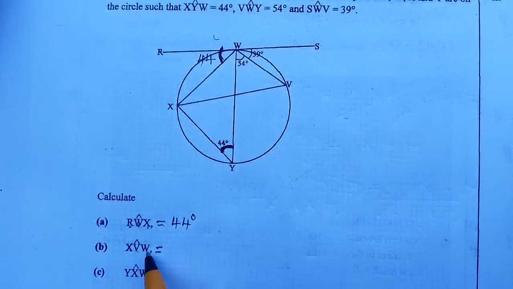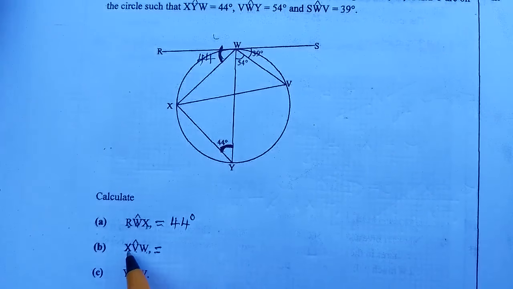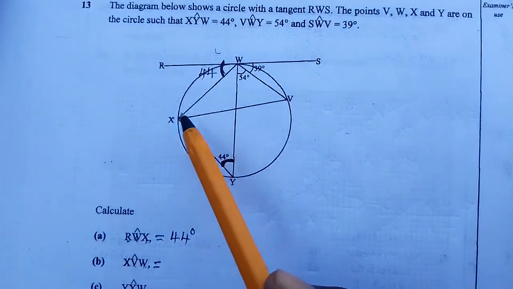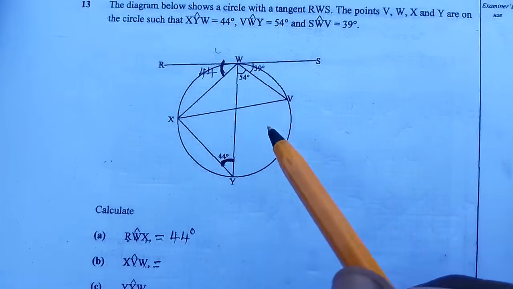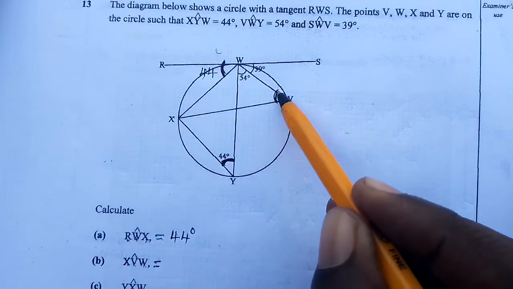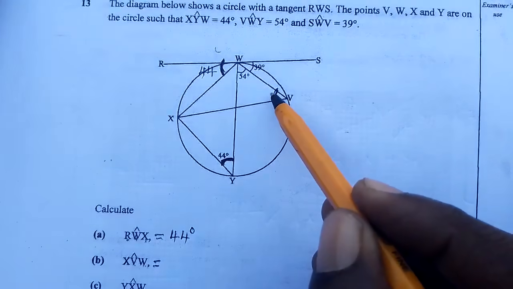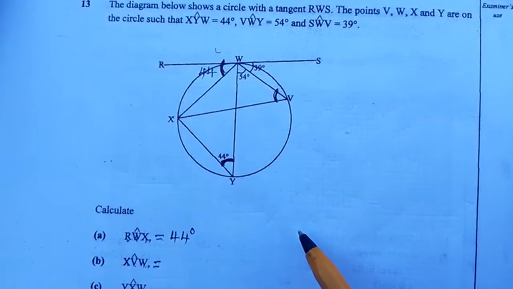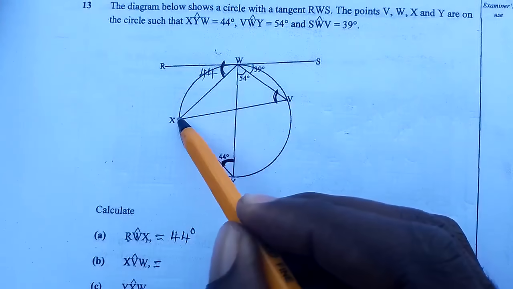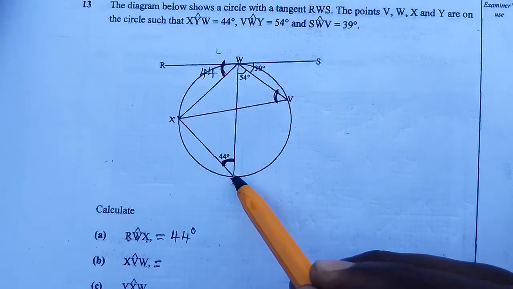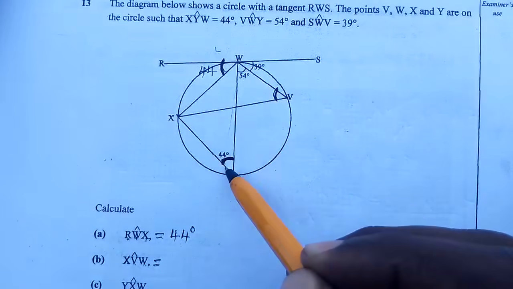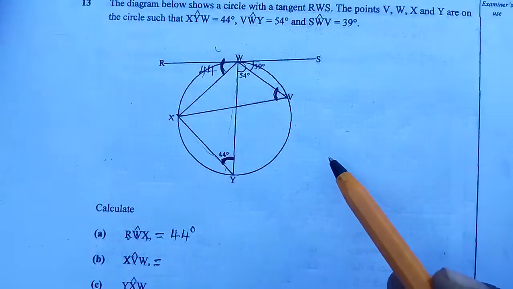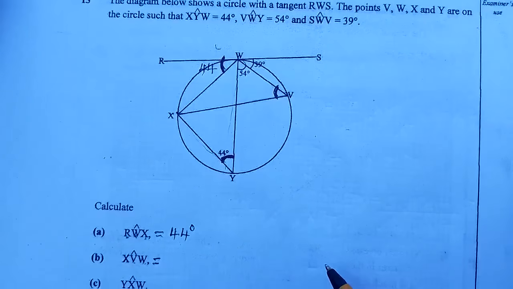XVW. So what are you given? XVW. What is your X? X is here, V is there, then W. We are given to find that one there. Have you seen? These are properties that we are using. As long as they are lying on the same chord, this angle 44 is formed here, comes there. Even this one here, it goes there. These are the terms that you need to get and understand.